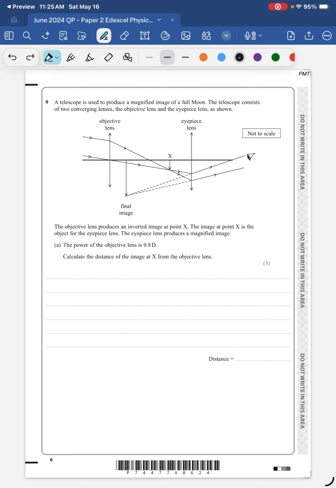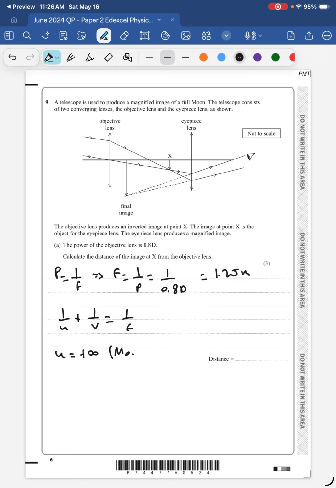We are given the power of the objective lens, which you can use to find the focal length. P is 1 over f, so f is 1 over P, so 1 over 0.8 D, which yields 1.25 meters. The object in this case is the moon, so we have to apply 1 over u plus 1 over v equals 1 over f. u is infinity, because it's the moon.